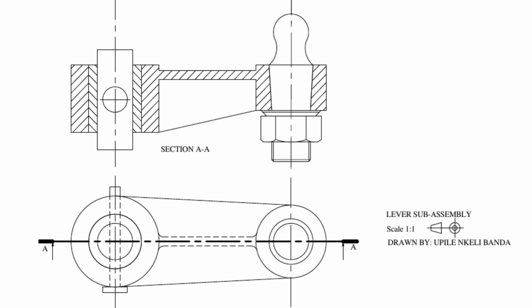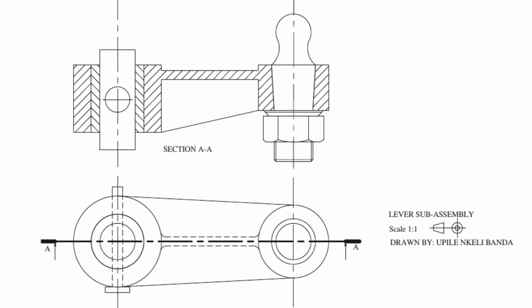Consider this example of the lever subassembly. The cutting plane line AA, indicated on the plan, top view, dictates exactly where the component is divided. The resulting sectional front elevation then reveals the internal assembly details that were previously hidden, providing a clear view of how the lever and pin interact.